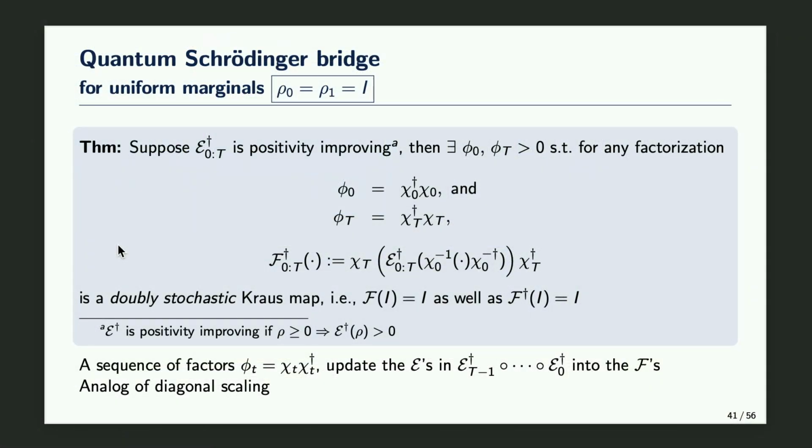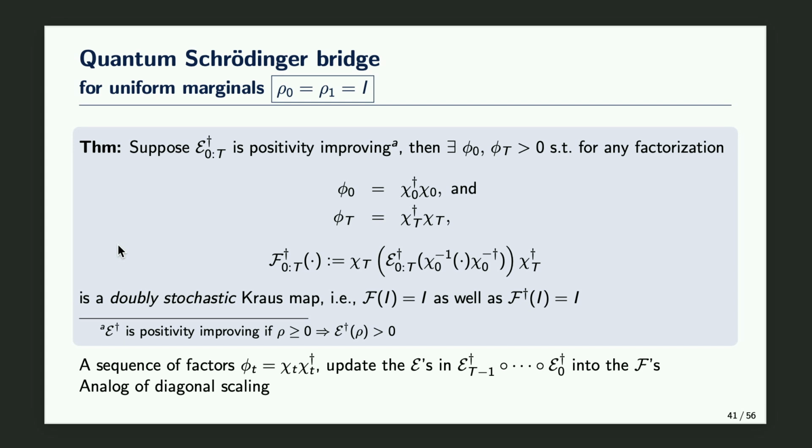So you take the square root here inverse, the square root here inverse dagger. If it is the Hermitian square root, the self-adjoint square root, then you don't need the dagger. And then you multiply with the other ones at the other end. And this becomes a doubly stochastic Krauss map. In other words, it maps I to I, and the dagger is also I to I.